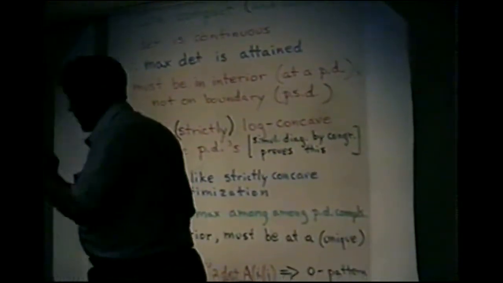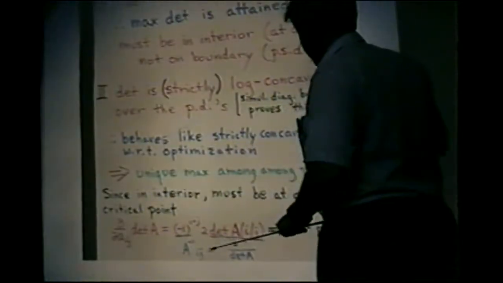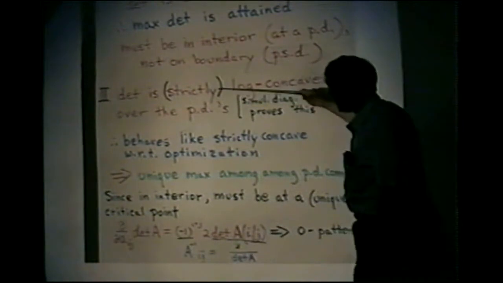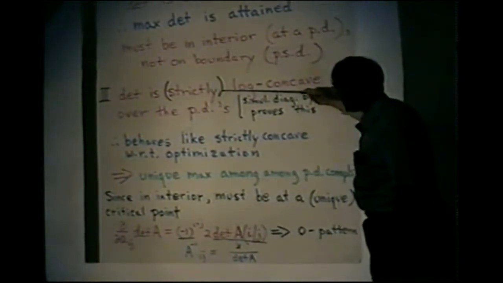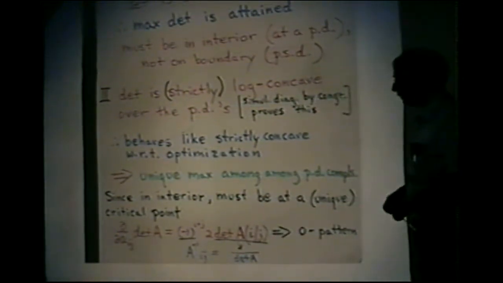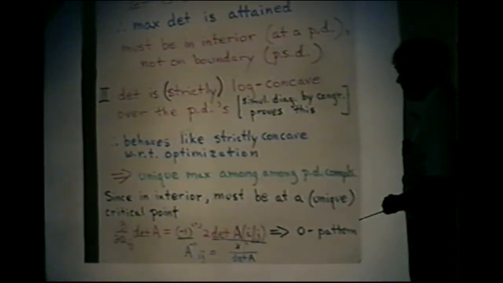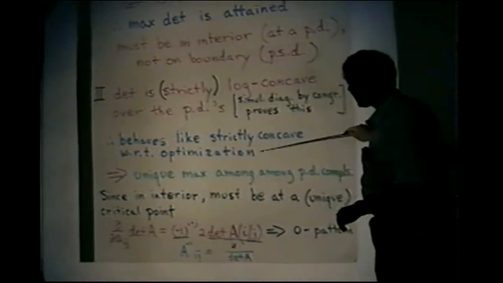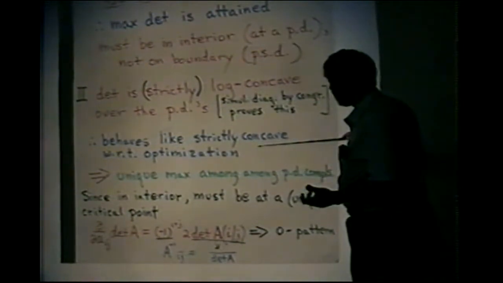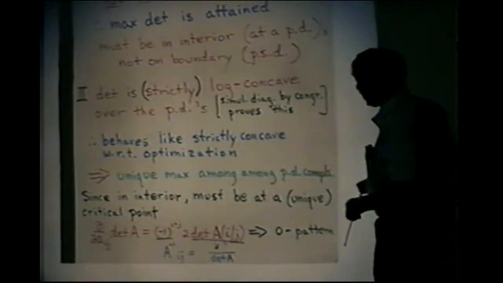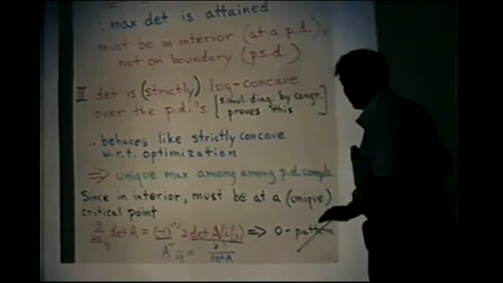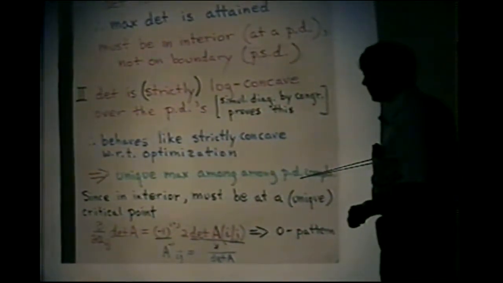I can apply now all the theory about optimization that might be brought to bear. And one very important fact is that the determinant function is actually a strictly log concave function over the positive definite matrices, a very handy fact. So that means that with regard to optimization, the determinant behaves exactly like a strictly concave function. So in particular, if I'm maximizing, that means there will be a unique maximum among the positive definite completions, okay?